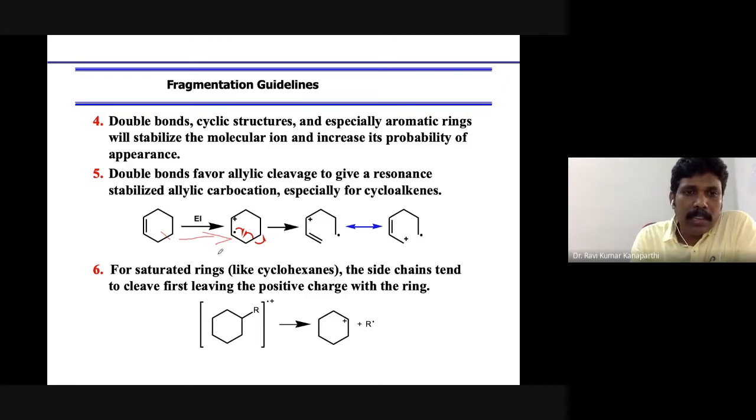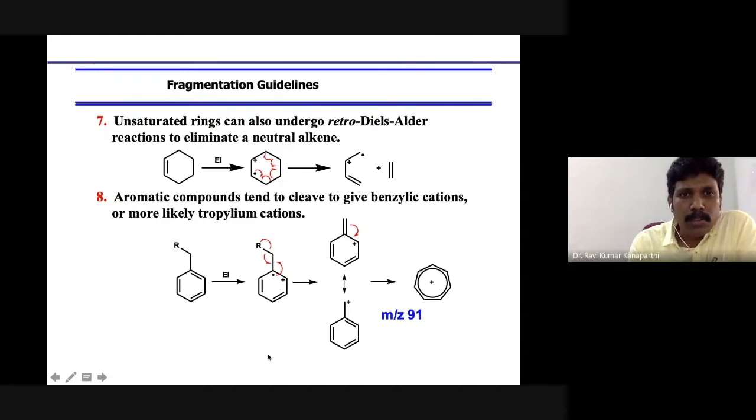And the sixth point is that for saturated rings, the side chains tend to cleave first, leaving the positively charged ring. So if some alkyl substituted cyclohexane is there, the side chain will leave as a radical, leaving the cyclic ring as a positively charged one. That is another important point one should remember. Then unsaturated rings can also undergo retro Diels-Alder reaction to eliminate neutral alkenes. I need not explain what the retro Diels-Alder reaction means.